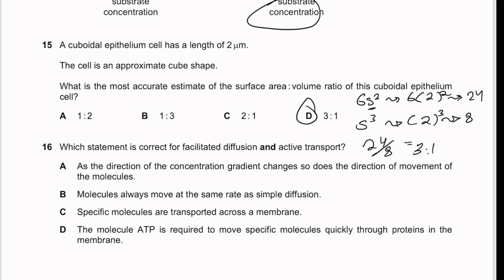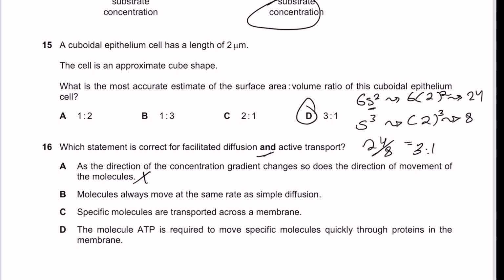Now 16. Which statement is correct for facilitated diffusion and active transport? Both of them. Let's see. As the direction of the concentration gradient changes, so does the direction of movement of molecules. That is false, because active transport is always going to be moving against the concentration gradient. And I suppose if you flip the concentration gradient, that doesn't really matter, because it's just going to keep pushing against the concentration gradient.